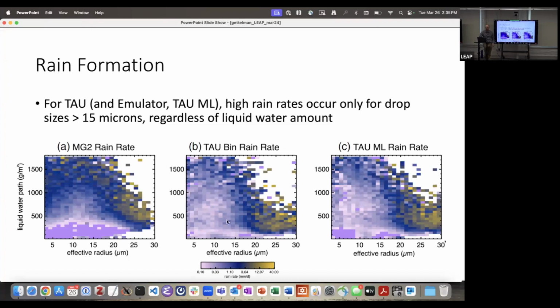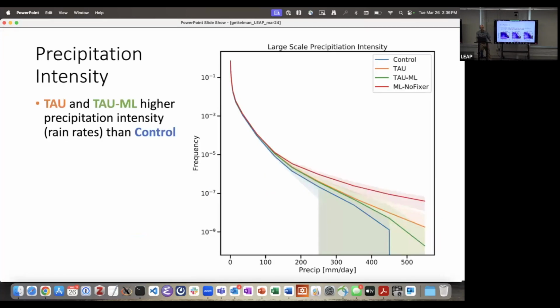You can see basically at about 15 microns, there's a line where all of a sudden you start getting rain even with lower water path, because it's all getting depleted when you have large drops. And what's really nice is this higher order statistics is getting reproduced by the machine learning emulator version. So this is the nice part. We can produce what we think is a much more correct result, which is not a zonal mean. This is really high frequency, looking at individual points. We can reproduce these higher order statistics quite effectively with the neural network.